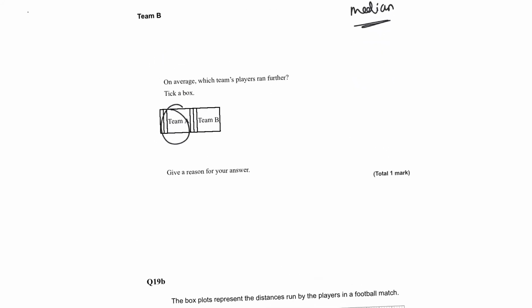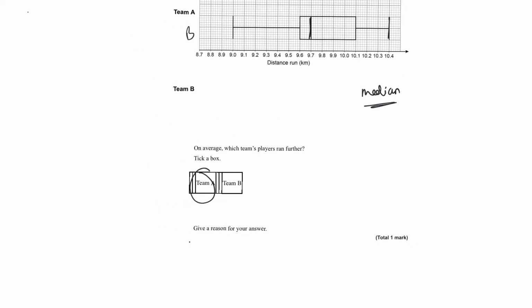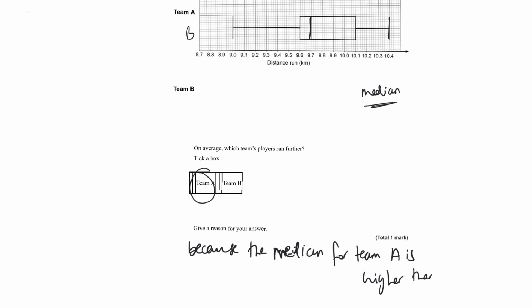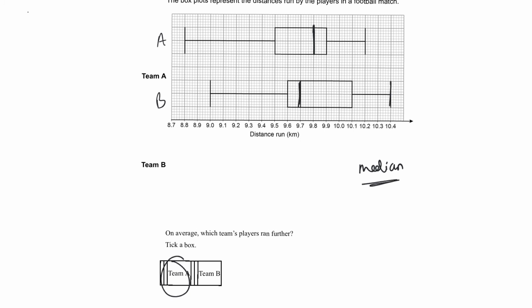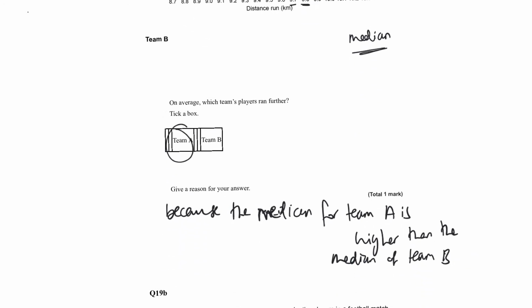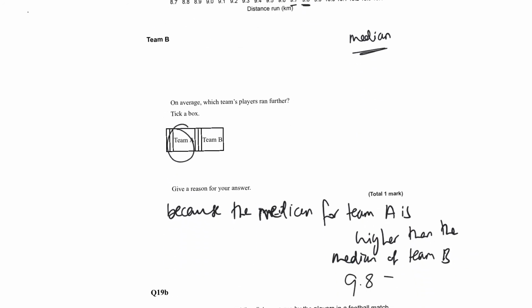And it wants us to give a reason for our answer. So our reason is because the median for team A is higher than the median of team B. And you can actually work out the values. I would recommend anyway, because you never really know what examiners can be like. Use values to compare and represent that. So in terms of team A, our median, it's looking like it's falling on 9.8, whereas for team B, it's 9.7. So as 9.8 is greater than 9.7.